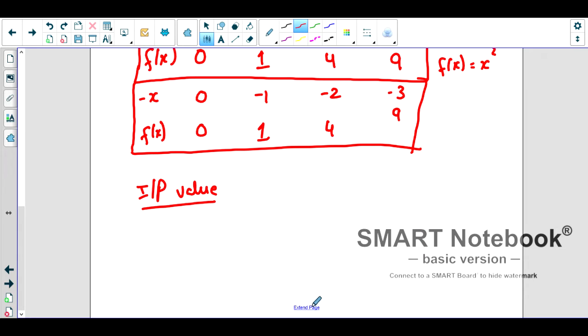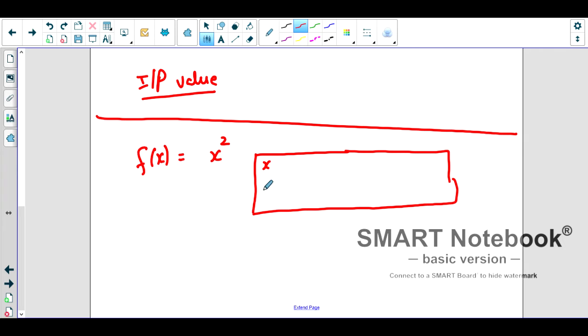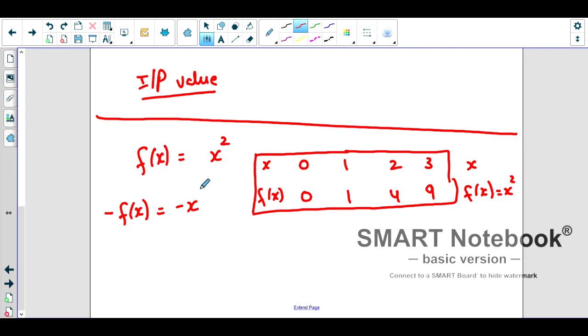But look, if you change the output, for example you have f of x equals x square, this is your function. If you make a table of it, what will we get? x, f of x. We have 0, 1, 2, 3. We'll get again 0, 1, 4, 9. This is x and this is f of x, which is x square. What do we do? If you change the sign of the output, you make it negative f of x. The output will be negative x square.